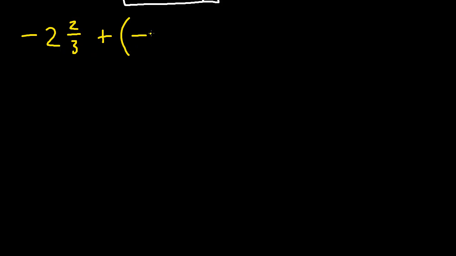Plus bracket negative 1 and 3 over 4 minus 5 over 6 squared. Okay, so over here we have a mixed number and we're adding that to a bunch of stuff in brackets. So we have a mixed number, subtract a fraction, and that's all raised to the power of 2. Okay?